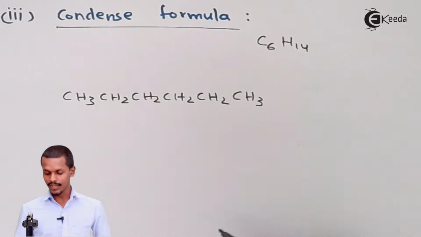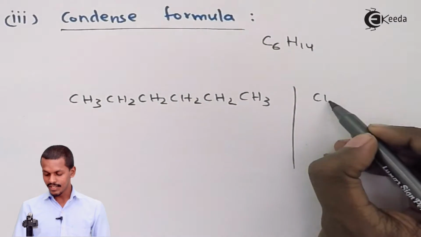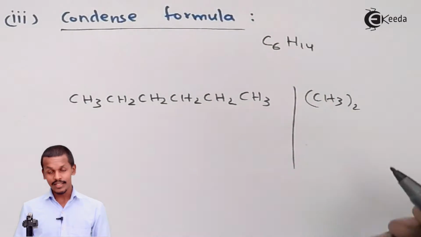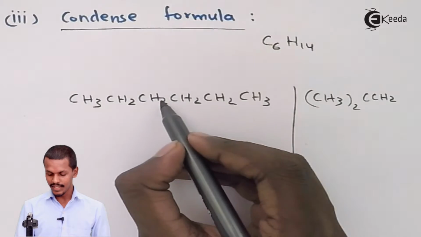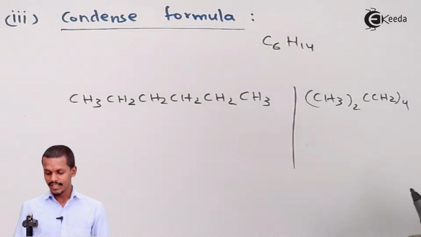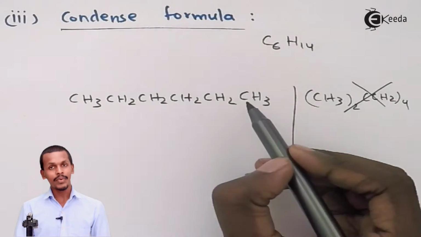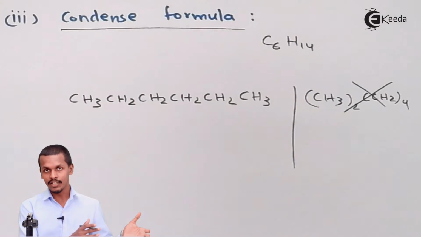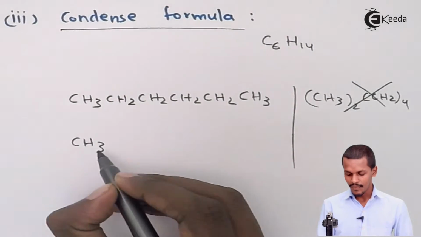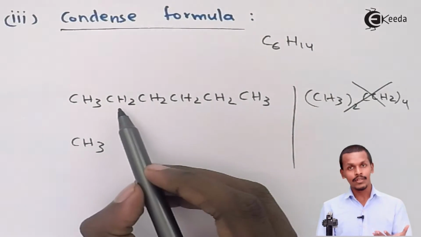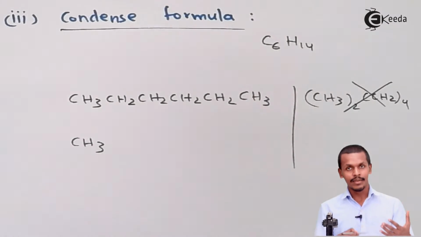Suppose I write it in this way, that is CH3 twice, and the rest is CH2 repeating 4 times. This is not the correct method to represent it, because these are the terminal atoms. The CH3 should stay at the terminal positions only. So therefore I would write CH3, and then the repeating group, CH2. These are the methylene groups that are repeating.